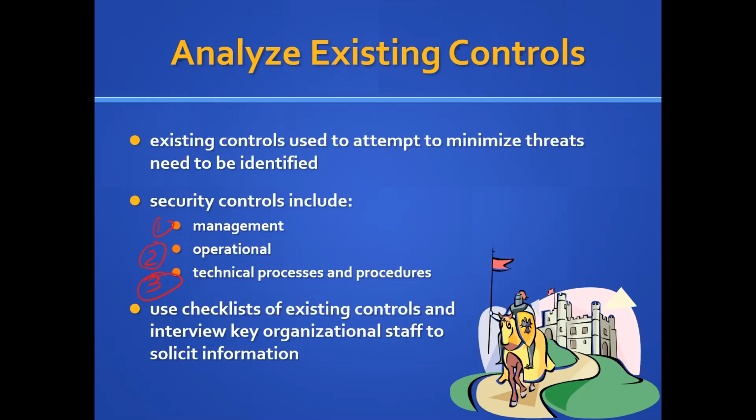All right, so use a checklist of existing controls and interview key organizational staff to solicit information. So that would be a good way to do this process of the analysis of existing controls.